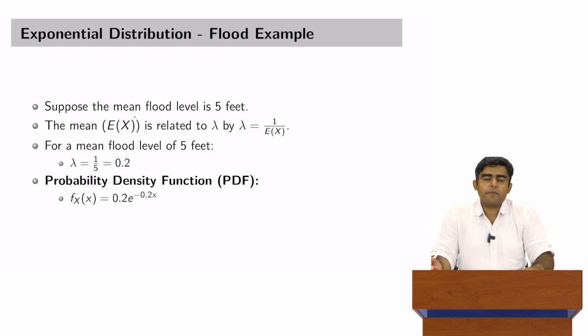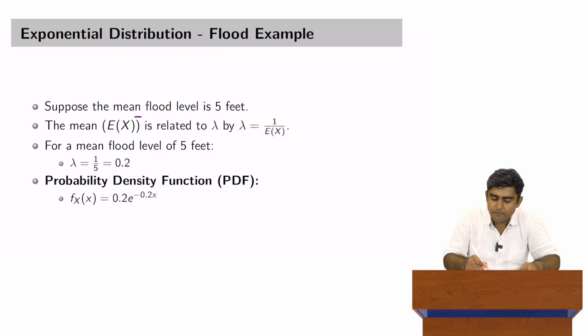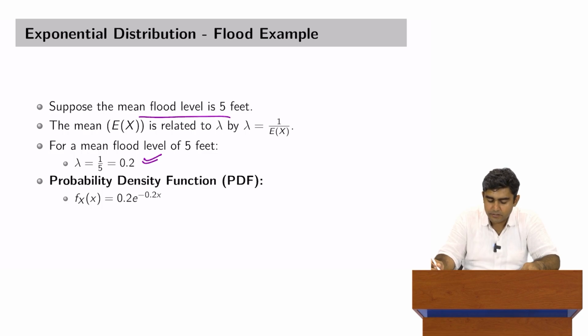Let us go back to the same example. Mean level of flood is 5 feet. I have not said anything about the variance here because first of all, variance is related to mean in case of exponential distribution if you have found the answer to the previous question. And also, I would not be using it throughout the calculation. Since mean flood level is 5 feet, lambda in this case is 1 by E[x]. For mean flood of 5 feet, we get lambda equal to 1 by 5 or 0.2 per feet.